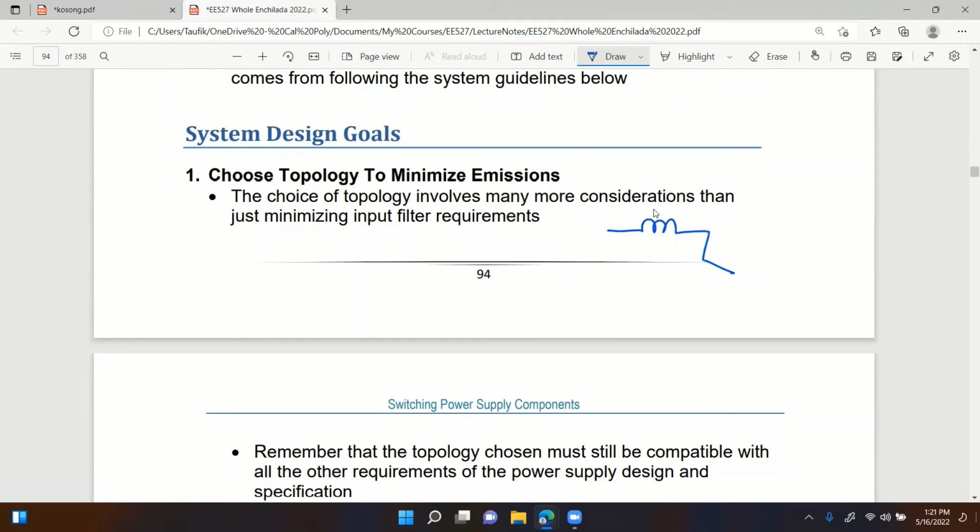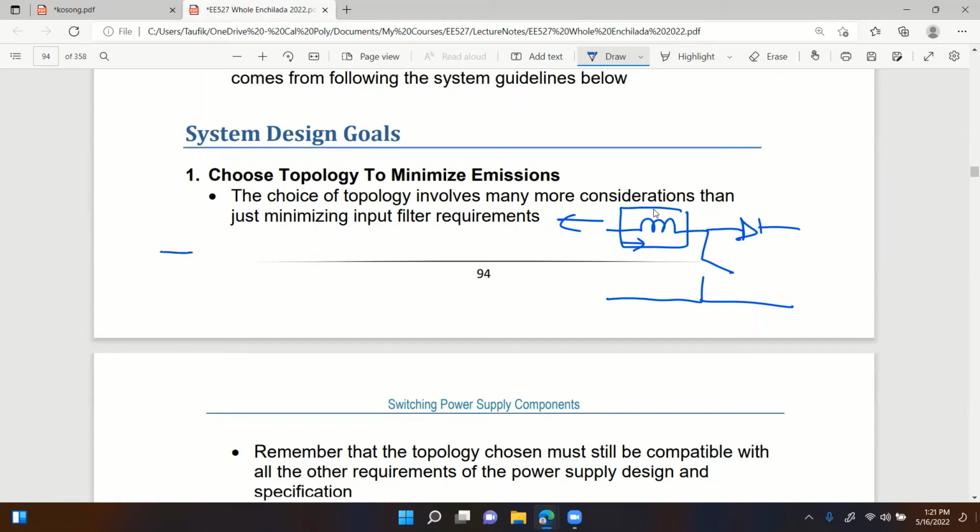A boost converter looks like this. For those of you who have not taken EE410, at the input there's already an inductor for a boost. Inherently, there's an inductor in a boost topology at the input. That would minimize the amount of EMI reflected back to the source. It's being filtered by this inductor.